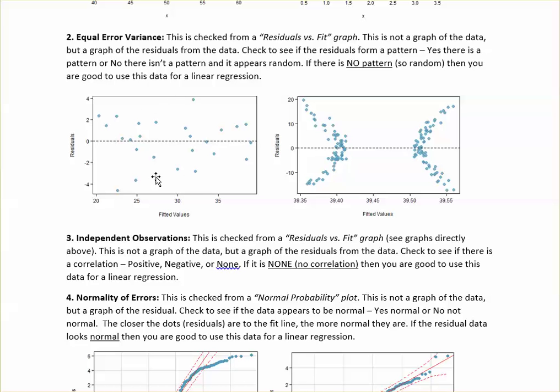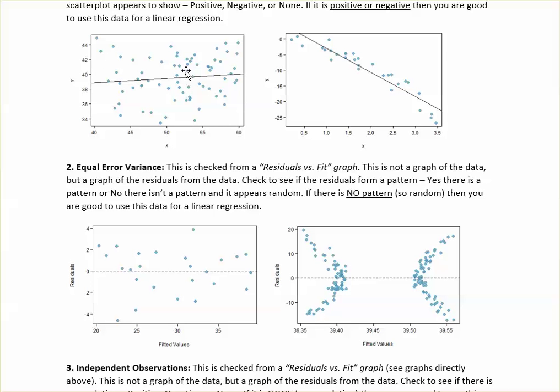So in this first example, there's no real pattern, no real rhyme or reason to what's going on here. So that means no pattern, which means we are good to use this data for linear regression. If you come over and look at this example, there does seem to be a pattern right there. So in that case, you would want to say there is a pattern, it doesn't appear to be random, and I do not want to use this for our linear regression. So hopefully that makes sense: in this case, no pattern is good, pattern is bad. Up here, no correlation is bad, having a correlation is good.